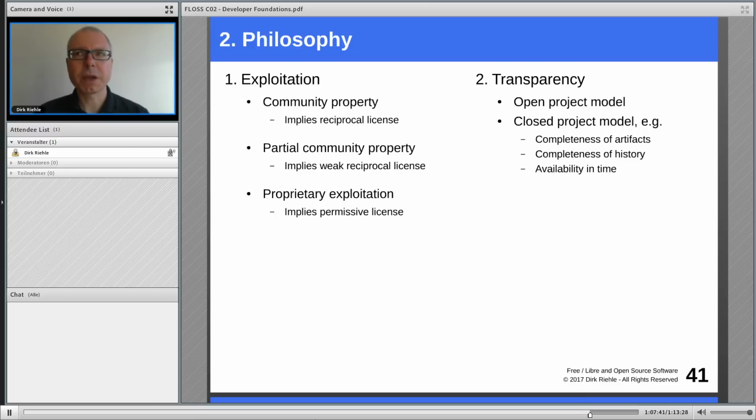Certainly you have to think about the transparency. Ideally, you choose an open project model, but some actually do have a closed software development model where you only in intervals lay open what you have done rather than developing and managing in the open.